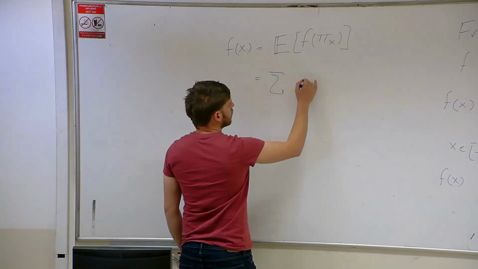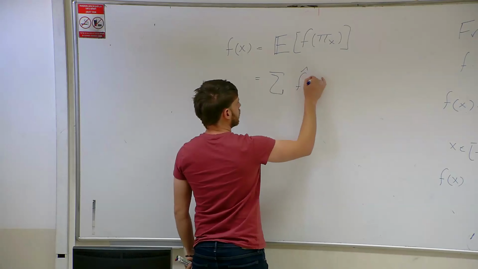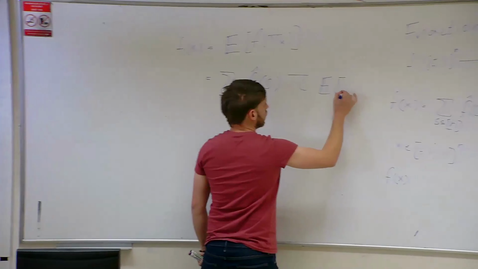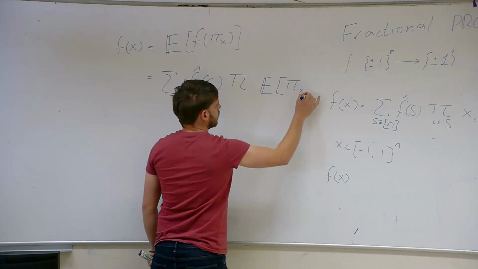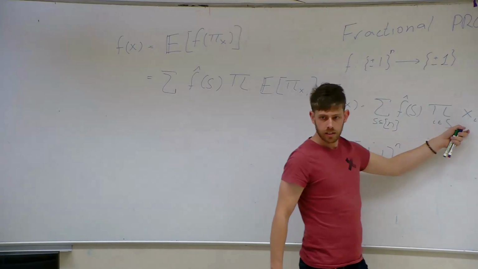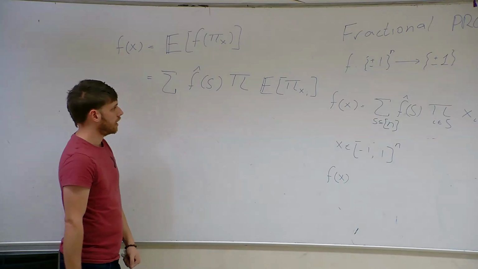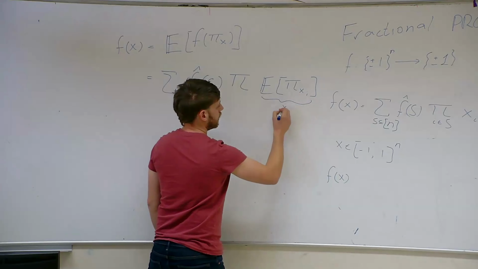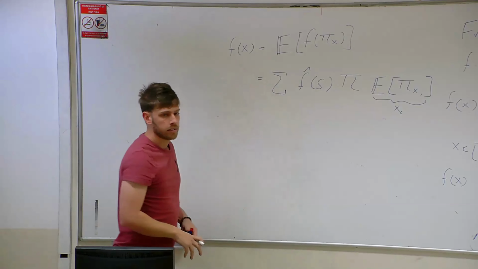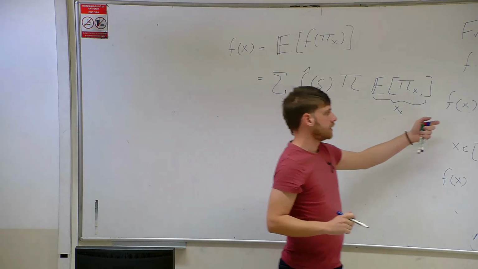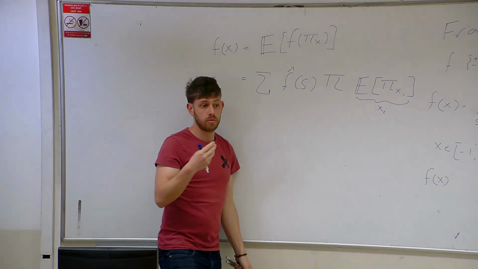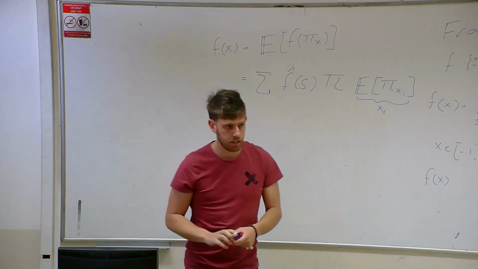Sum over S, product, expectation over x by pi x. This is just taking the expectation, and this is just xi. So plugging a fractional point can be thought of as plugging a distribution on the true points in the Boolean cube.